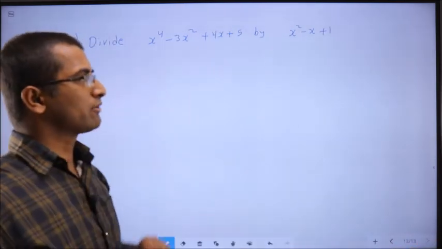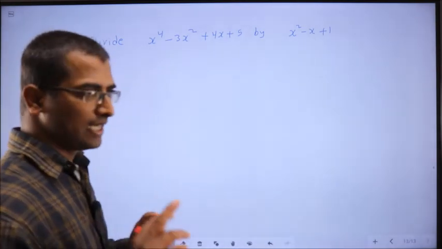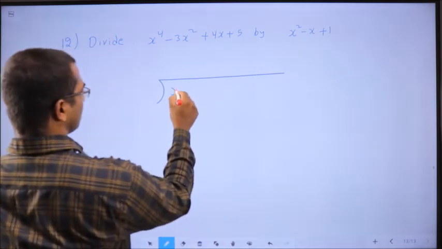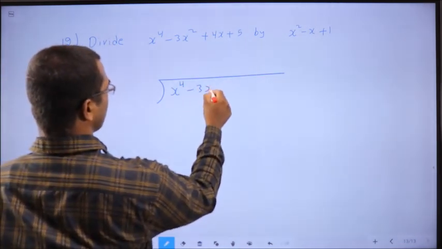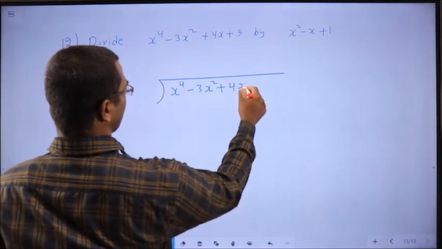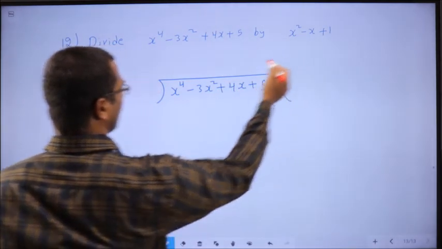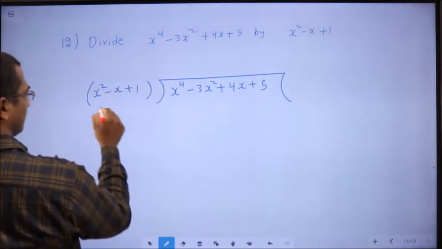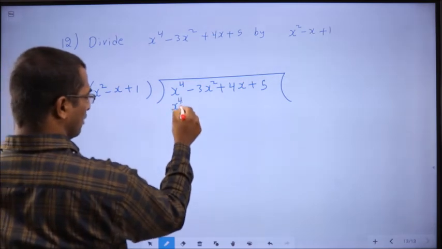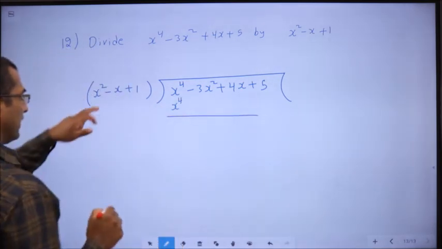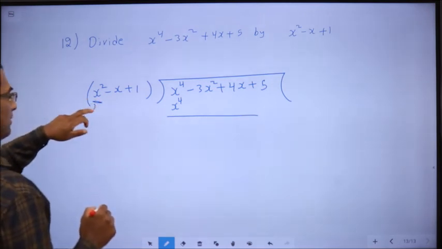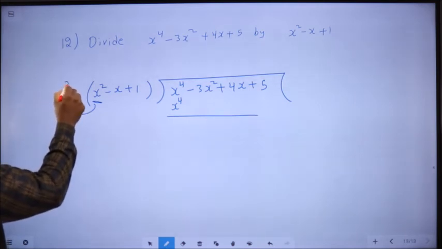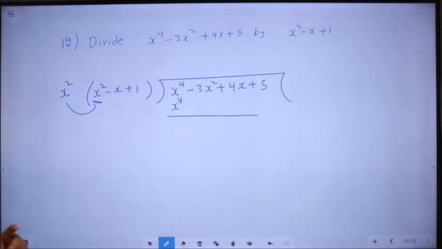Divide this by x square minus x plus 1. Write it in proper division form first. That is x power 4 minus 3x square plus 4x plus 5 and x square minus x plus 1 here. Here x power 4, below also I should get x power 4. Here I have x square. This should be multiplied with what to get x power 4 there? This should be multiplied with x square. Only then I get x power 4.